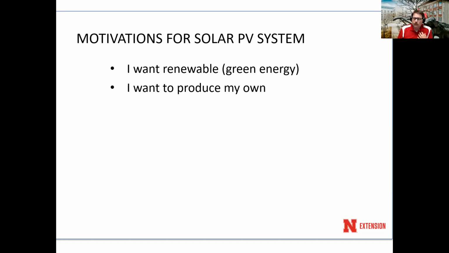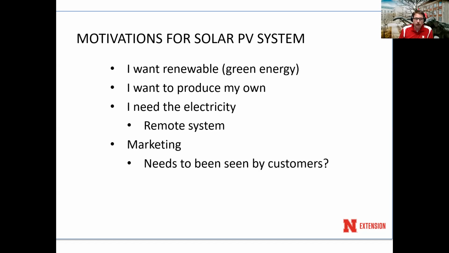They want to feel more independent. That could be true independence where they have a battery backup, or it could be just an independence of feeling I created some of my own electricity. They might need electricity. There are remote cabins and remote installations where we're going to build an off-grid system, and they need electricity for that. And maybe it's too expensive to get the grid extended. So that might be some remote cabin or a watering station or something like that.